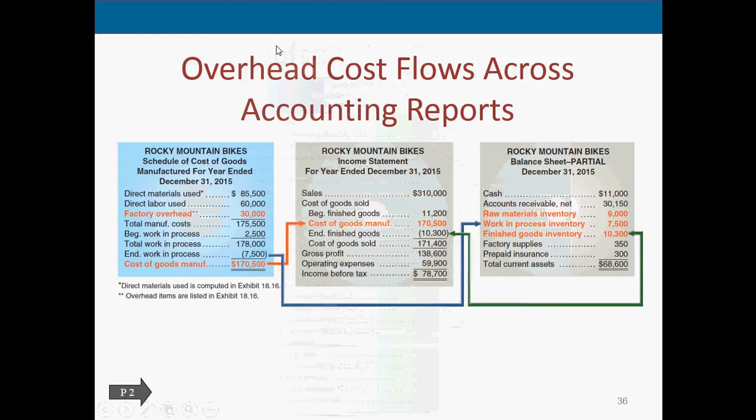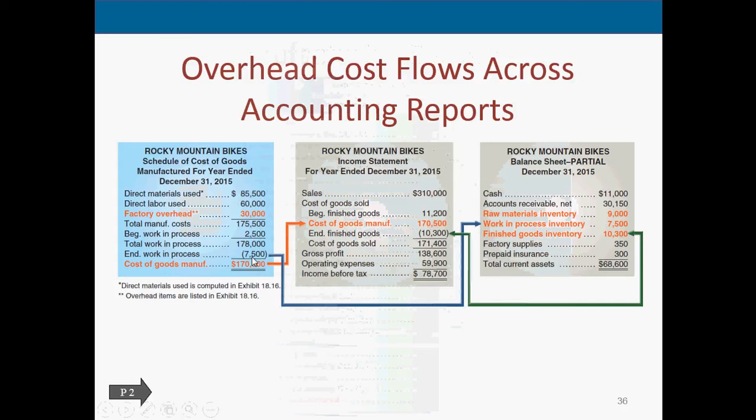This is just another overhead cost flowing across accounting report. So you'll see the cost of goods manufactured moves over to the income statement. There's, again, how we're going to end up calculating cost of goods sold: beginning plus the cost of goods manufactured minus the ending finished goods gives us cost of goods sold.